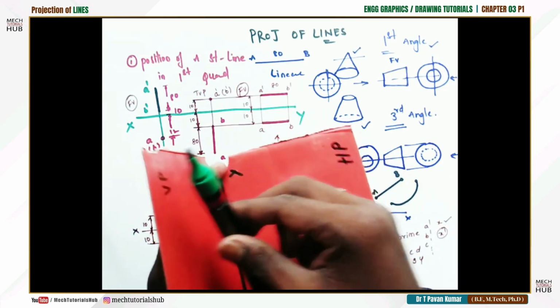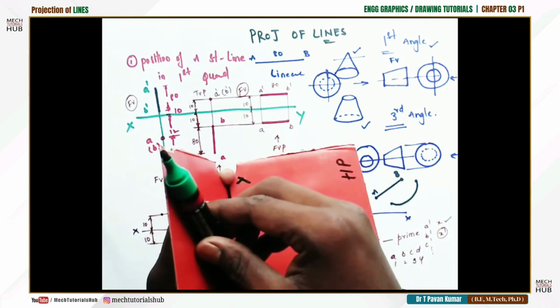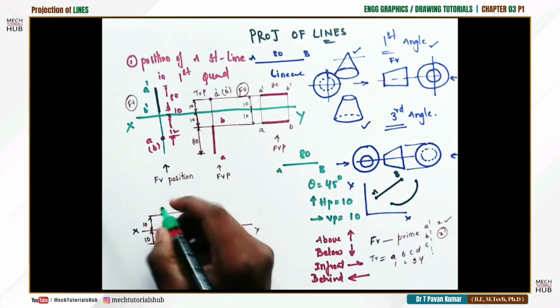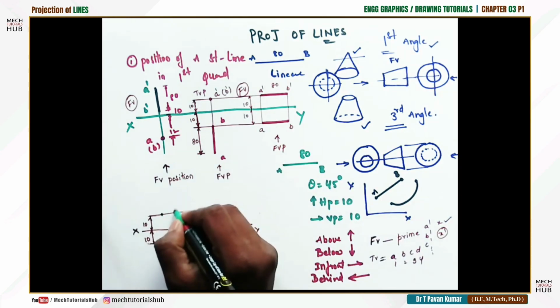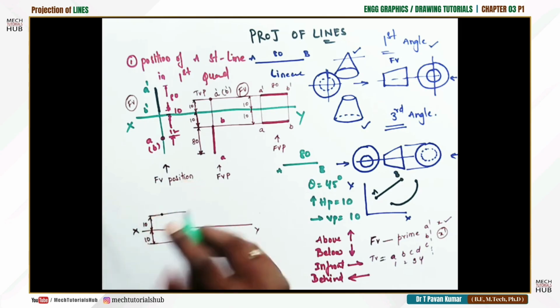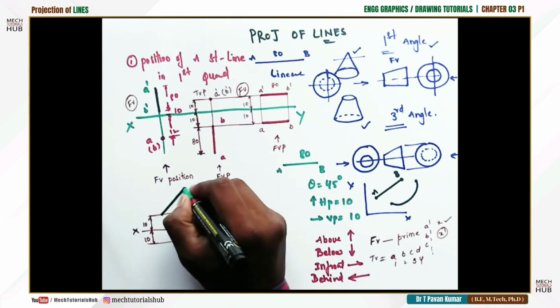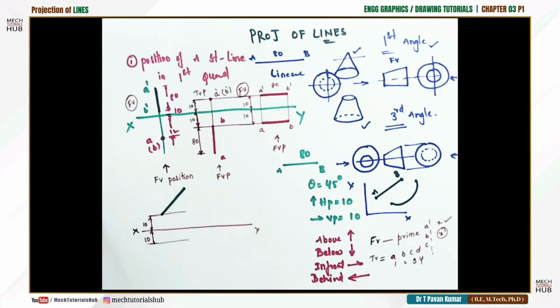If that is the case, the line is coming above the XY line. So above the XY line, draw a line making an inclination of 45 degrees. With the help of a protractor, measure 45 degrees inclination, make a mark, and with respect to the starting point and the inclination line, draw an 80 mm length line.